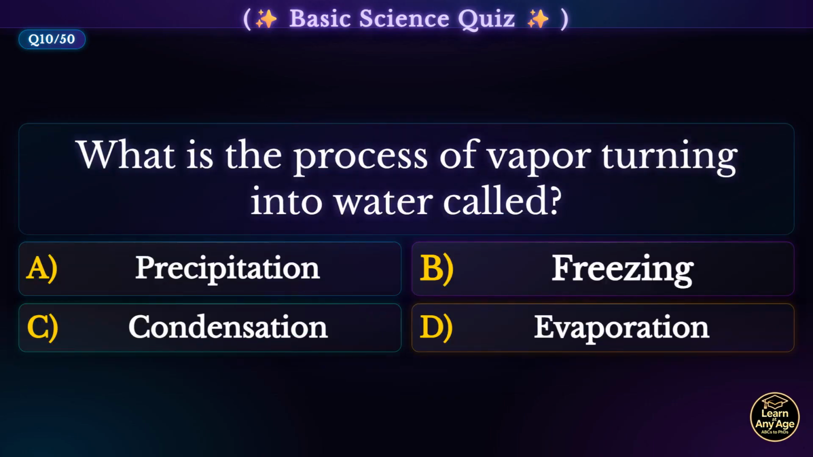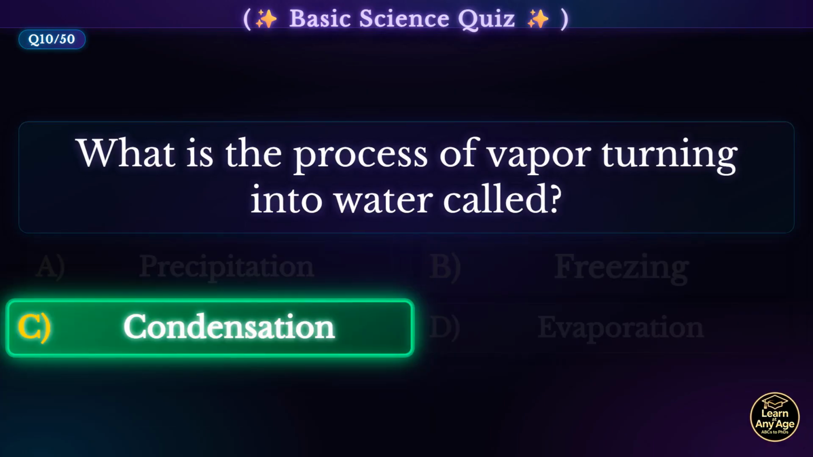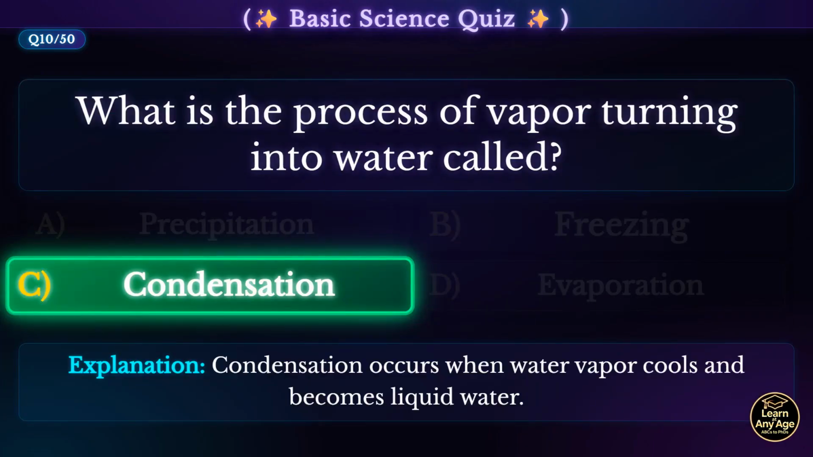What is the process of vapor turning into water called? Precipitation, freezing, condensation, evaporation. Condensation. Condensation occurs when water vapor cools and becomes liquid water.